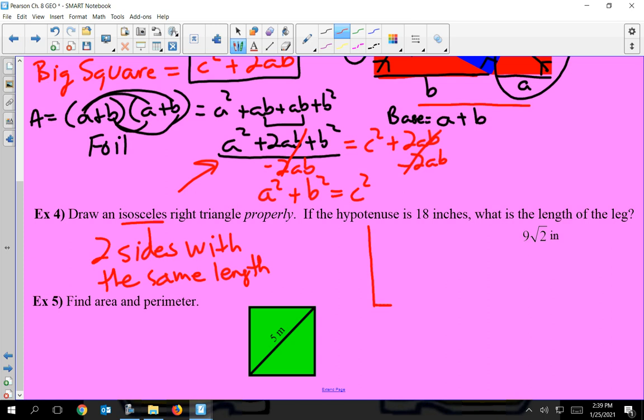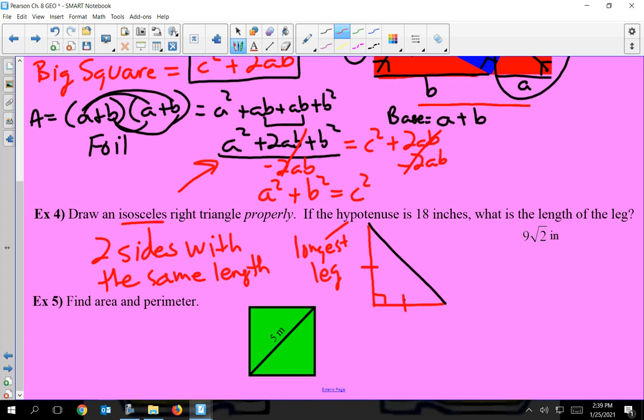Now I got to remember too, what does the word hypotenuse mean? Hypotenuse means it's the longest leg. So does that mean I can have two legs that are the same, both of them being the longest? And I can't. Okay, so what I'm going to have here is the hypotenuse, and these two legs are going to be congruent to each other. Okay, and they said draw an isosceles right triangle, so I'm showing that it's right.